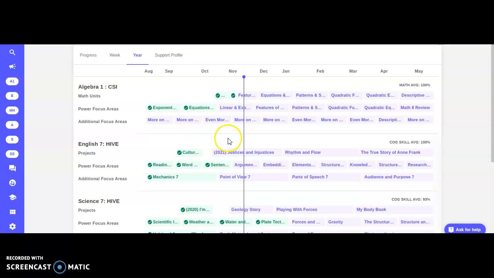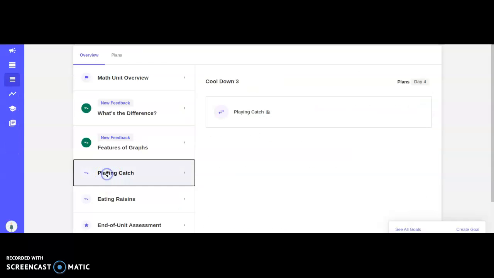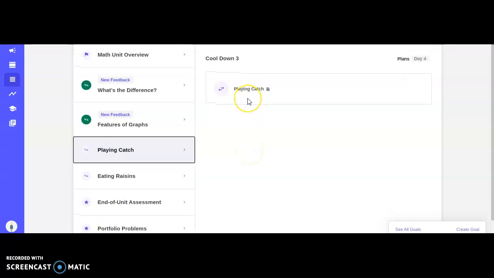All right, so if this was my summit, remember we're in features of functions and there were 2 other checkpoints. If you haven't completed those, make sure that you do, but go ahead and click it open. Okay, remember playing catch was yesterday. You open it up and there's a graph, and you're going to write a story to it about a ball.